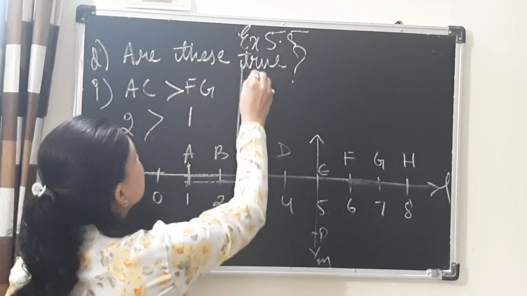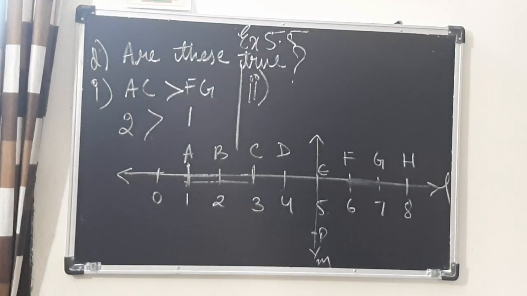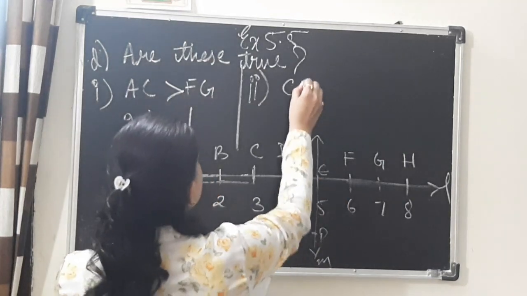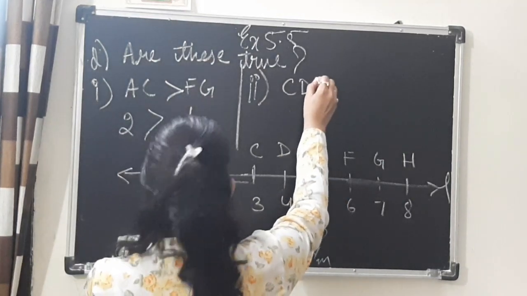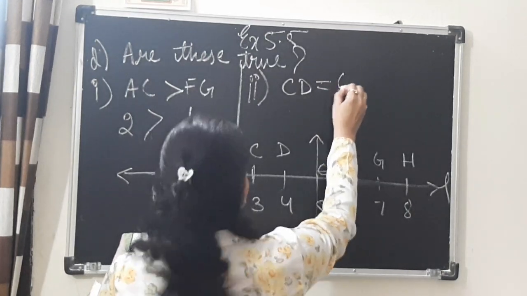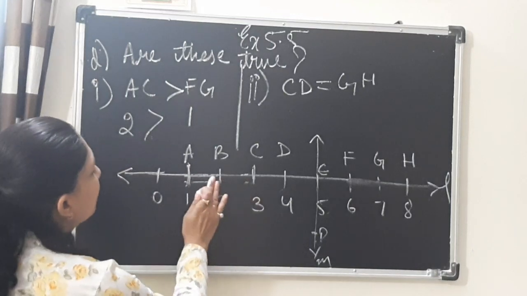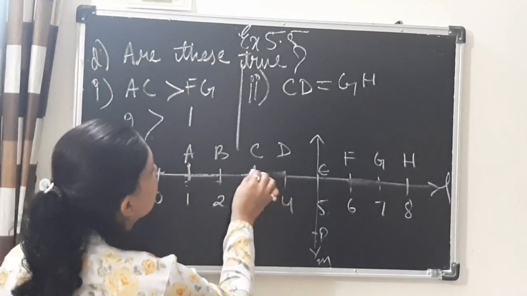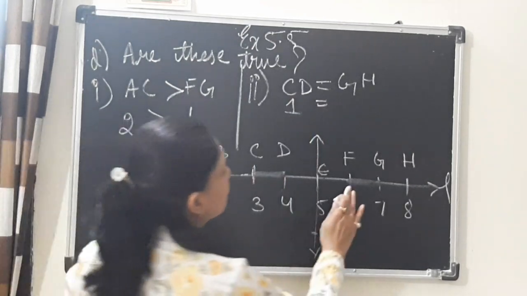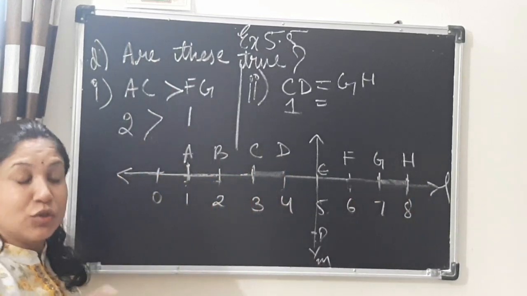Now for the second one, let us find out what is the question. The second question is CD is equal to GH. Now see, where is CD? Now remove AB, concentrate on CD. CD you have 1 unit, and where is GH? Now see GH. See, this is your GH. So what will you do?